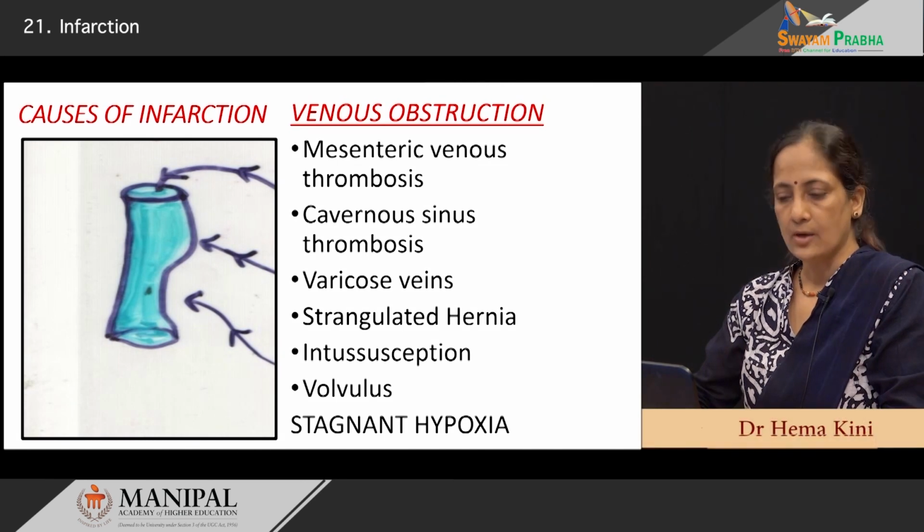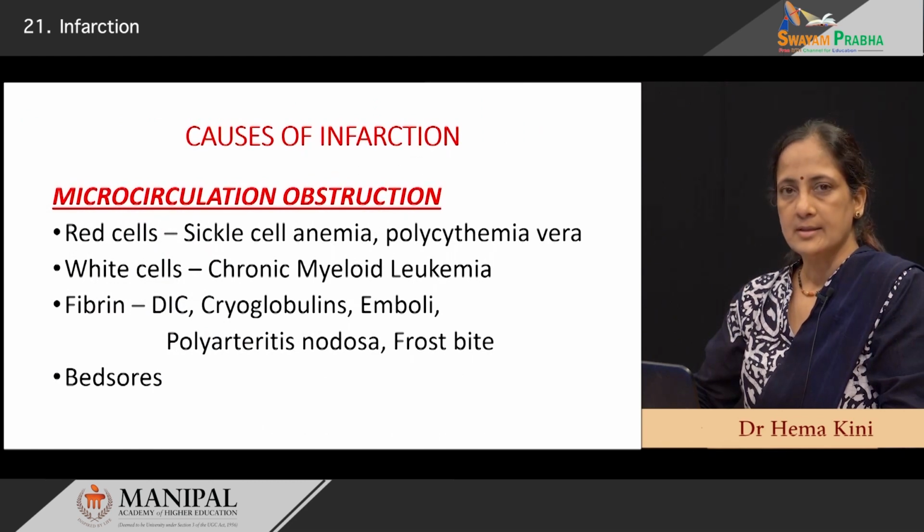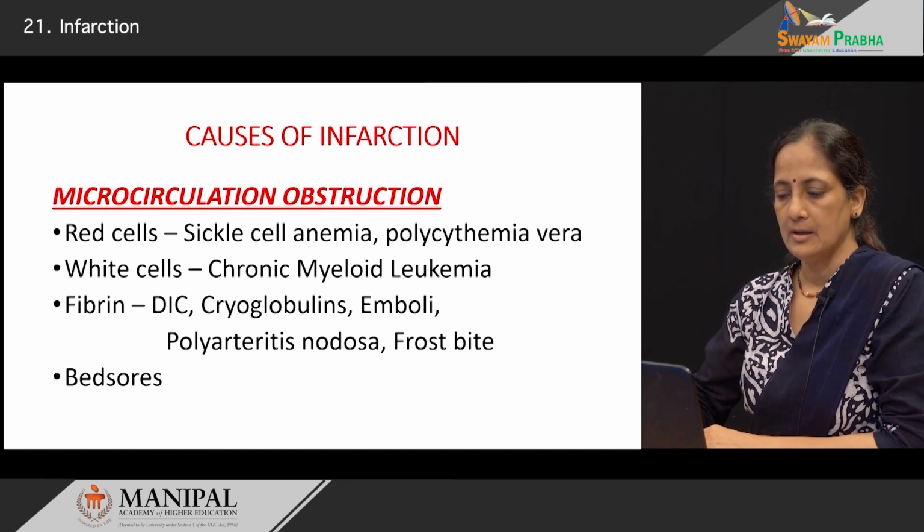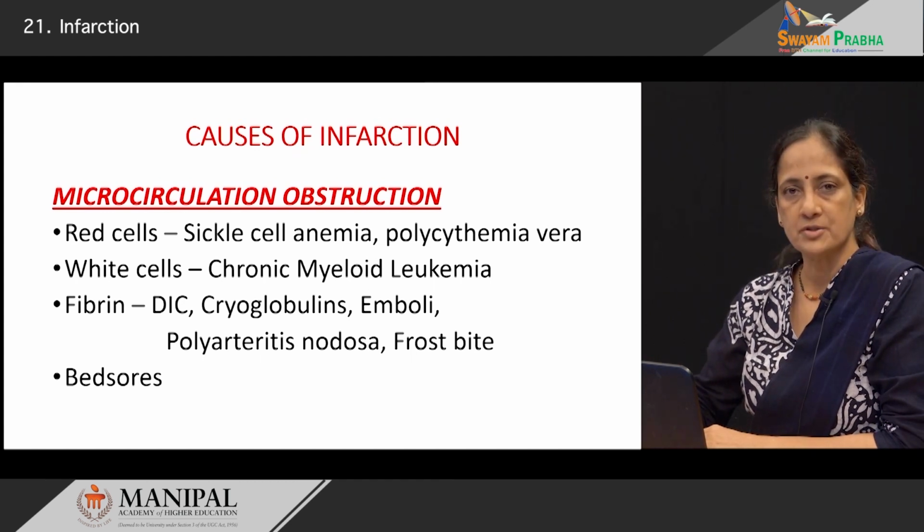Microcirculation causes can also result in infarction of tissue. If the circulation is blocked by red cells, for example, in sickle cell anemia or in polycythemia vera, increased white cell counts as seen in chronic myeloid leukemia, formation of fibrin thrombi in the microcirculation as seen in disseminated intravascular coagulation, and excessive pressure causing compression of the microcirculation as seen in bed sores are all causes for infarction of tissue.